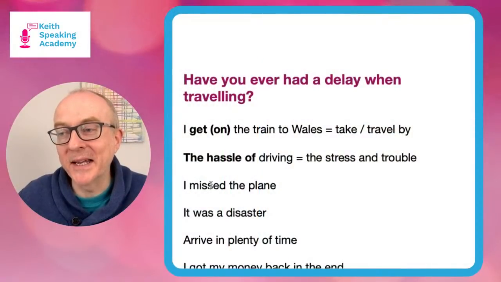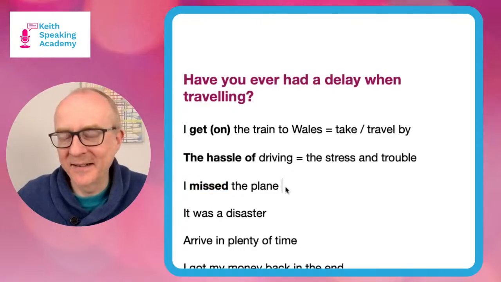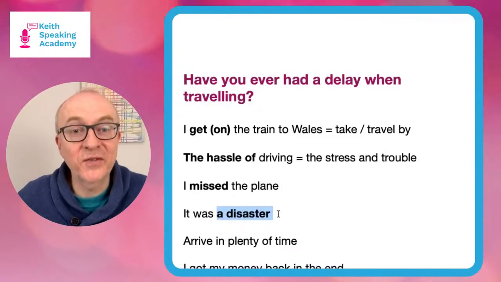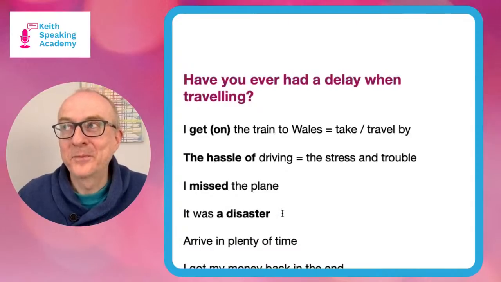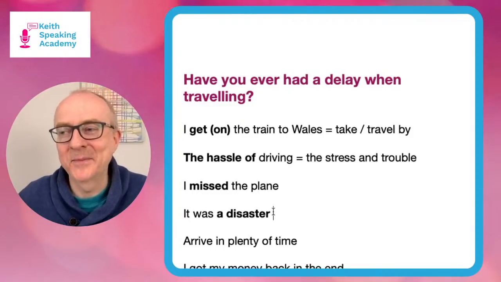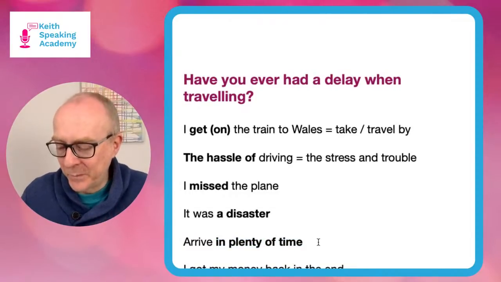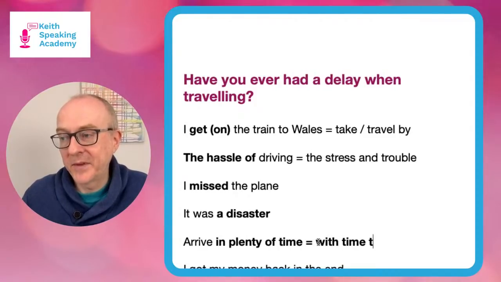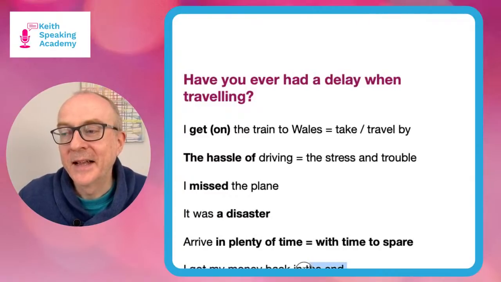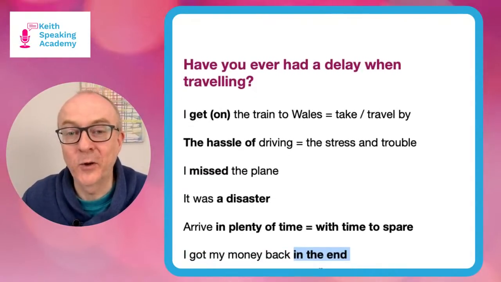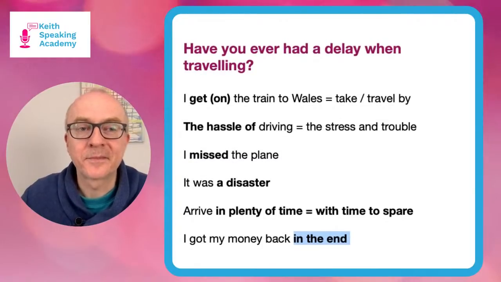Right. Interesting. I'm just going to bring up again some really interesting language. So, "I missed the plane": when you don't catch the plane, if it goes without you. We talked about a nightmare. It was a disaster as well. Again, metaphorical, because a disaster normally is something catastrophic, like a natural disaster, but here a bit metaphorical. And "in plenty of time" I thought was nice. Fiona said, "I arrive in plenty of time," which is kind of with time to spare. It's to have lots of time. And the other expression I thought was nice, she said, "I got my money back in the end." So this happened and that happened, and then in the end, I got my money back in the final situation. Very nice. Lovely expressions.